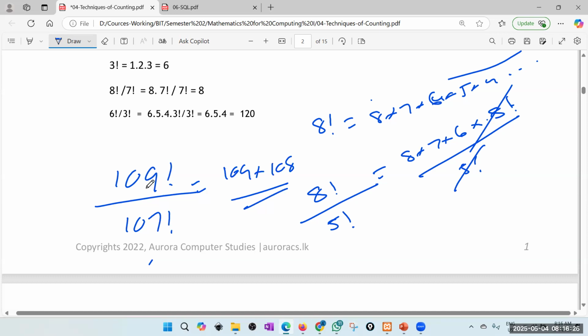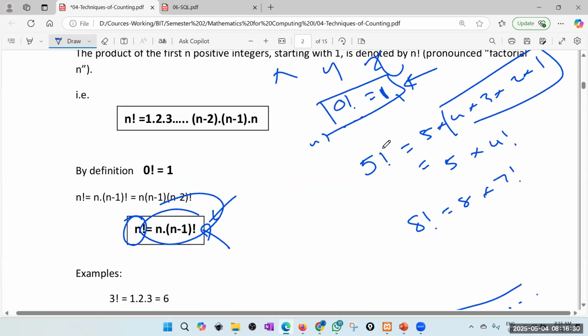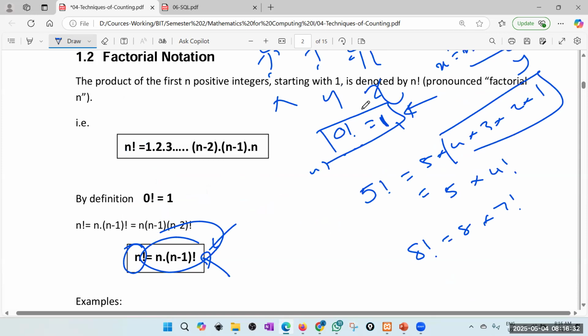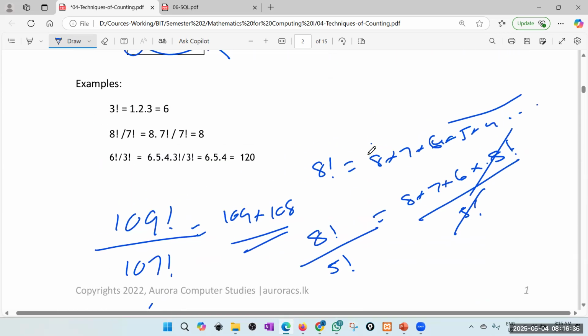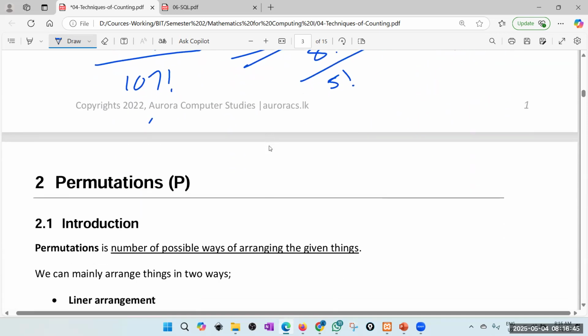Right. So now I hope you have a reasonable understanding about factorial notation, other than the open question of why factorial 0 is taken as 1. Okay. So this is the notation we use, exclamation mark. Now we'll move on to permutations.